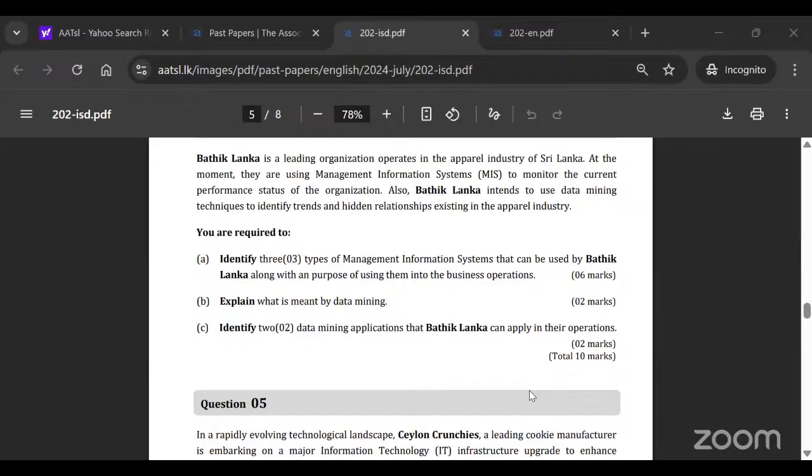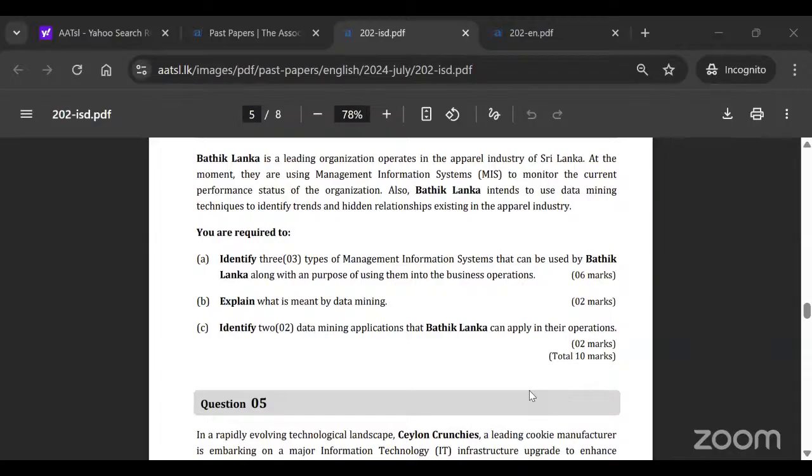Data mining refers to the process of discovering patterns, trends, correlations, and hidden relationships within large data sets using statistical and computational techniques. The goal of data mining is to extract valuable, actionable information from vast amounts of raw data, which can then be used to support decision making, improve operations, or predict future trends. It is commonly used to identify meaningful insights from structured data, right? That is data mining.